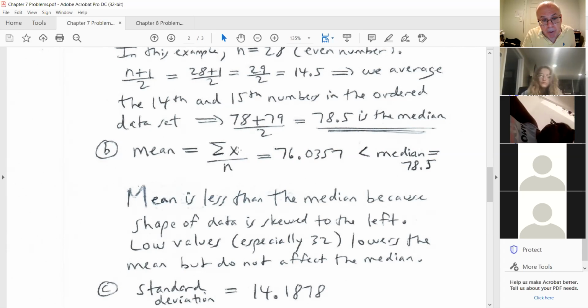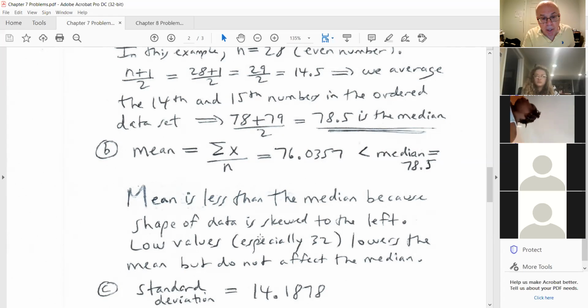So when I add up all the numbers and divide by 28, n is 28, I get 76.0357. I'm rounding it to 4 digits when I do it. What's interesting, I did say this is skewed to the left, and I said in many instances the mean will be smaller than the median, and it is. The median is 78.5, the mean is 76.0357, and it's smaller, which is an indication that the data is skewed to the left, all right?